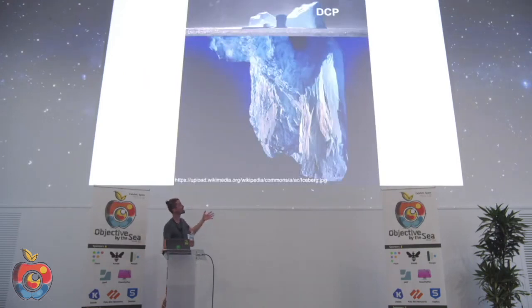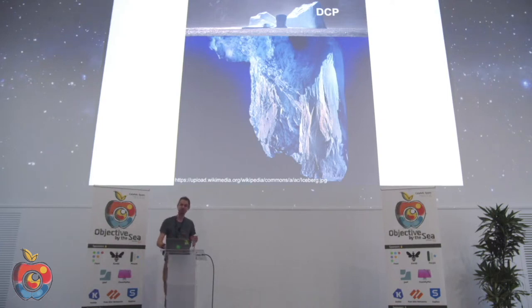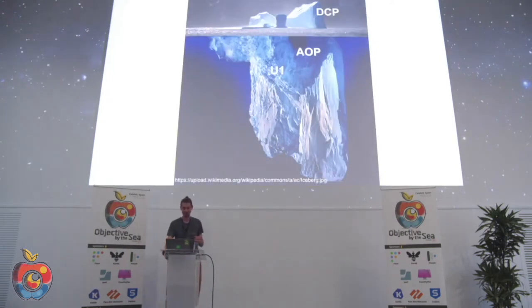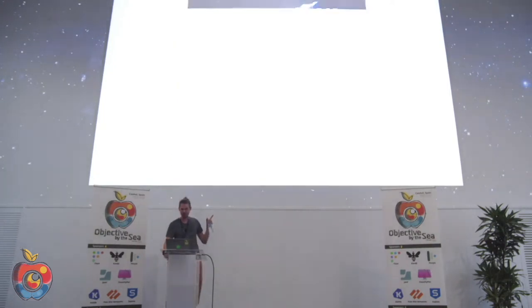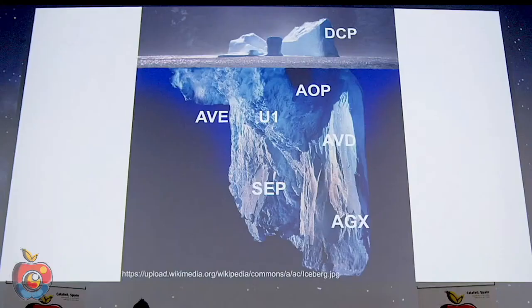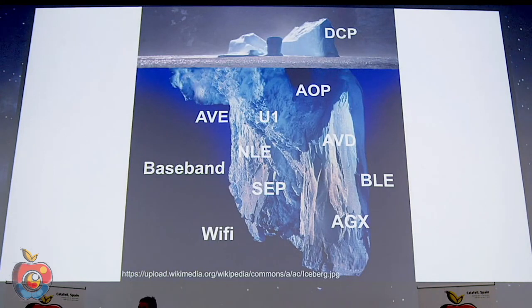So today we spoke about the display coprocessor. It won't surprise you to learn this is not the only coprocessor. What about the always-on processor? Or the U1 ultra-wideband? Or the Apple video decoder? Or the Apple video encoder? Or the secure enclave processor? Or the Apple GPU? Or the neural engine? Or the Bluetooth low energy processor? Or the Wi-Fi processor? Or the baseband? So yeah, plenty more to do.